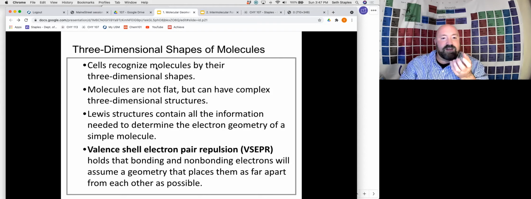The three-dimensional shape is determined by something called valence shell electron pair repulsion, or VSEPR theory. What VSEPR theory tells us is that the electrons in a molecule, whether they are bonding or non-bonding electrons, will assume a geometry that allows them to get as far apart from each other as possible. Remember, electrons are negatively charged, so they're going to tend to want to repel each other. And so all of the electrons in a compound are going to want to repel each other in some way, which ends up leading to a three-dimensional shape that allows for the most space between the electrons.